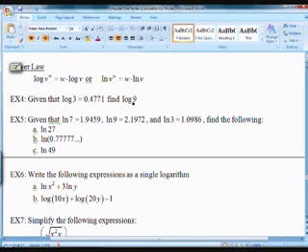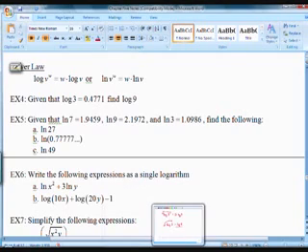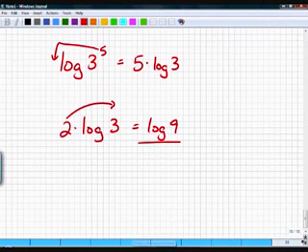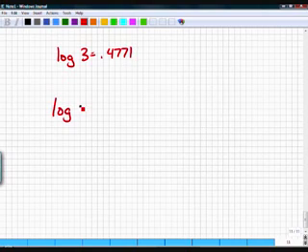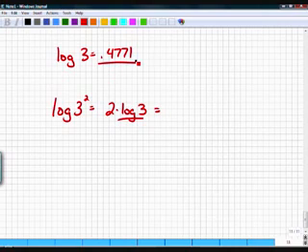Given that the log of 3 is 0.4771, find the log of 9. Does it make sense how you're going to do that? The 9 is the same thing as 3 squared. So instead of putting a 9 there, put a 3 squared there. So log of 3 squared is the same thing as 2 times the log of 3, which we know. Log of 3 is this, so you get 0.94.